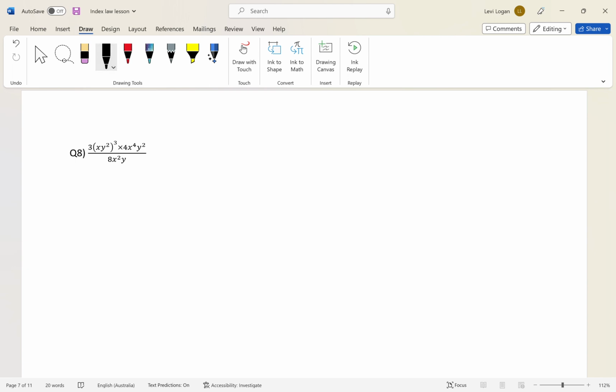Alright, so straight off the back, we have a monster here. So I'm just going to rewrite. So 3 to the power of x, 3 times x, y squared, all to 3, multiplied by 4, x to the 4, times y squared, all over 8x squared to the y.